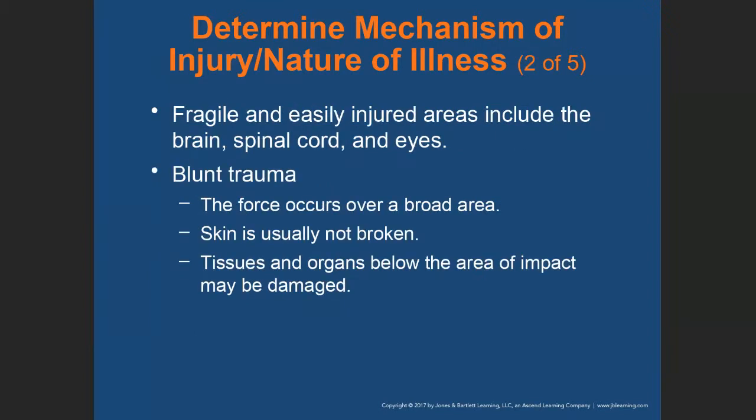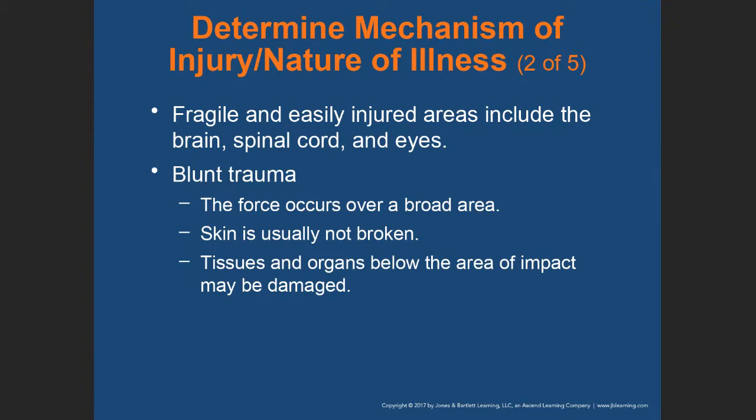Fragile and easily injured areas include the brain, spinal cord, and the eyes. Now, the mechanism of injury, the force involved, is divided into blunt force trauma and penetrating trauma. Later on, I'll add another one to that when we cover trauma overview.